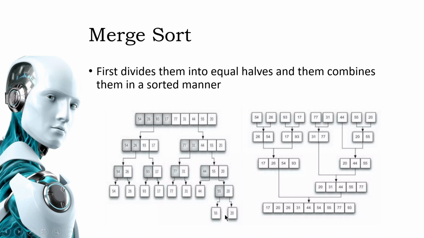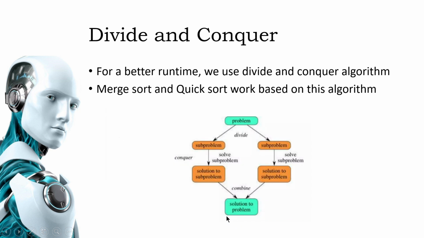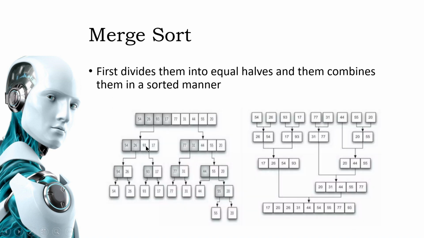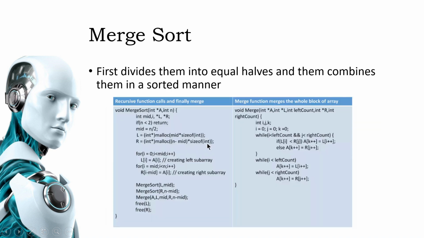After it comes to this stage, you encounter this line of code, and then it comes back. Then this statement, the merge function, comes into the picture. We are calling the merge function, and we are giving the array, left subarray, middle index, right subarray, and n minus middle. So we have 4 in the left subarray and 5 in the right subarray. We are going to give those numbers.